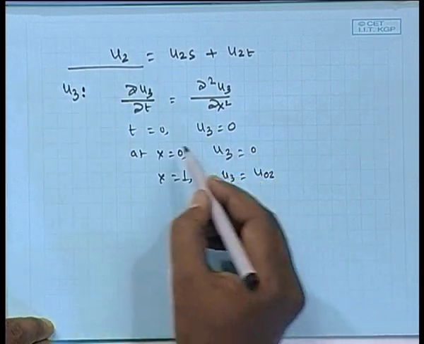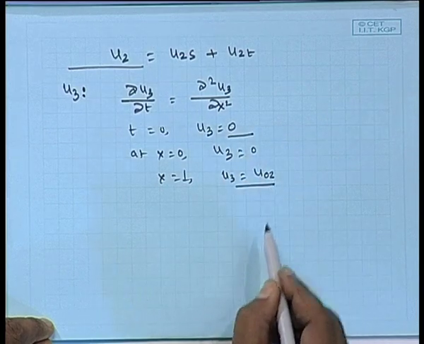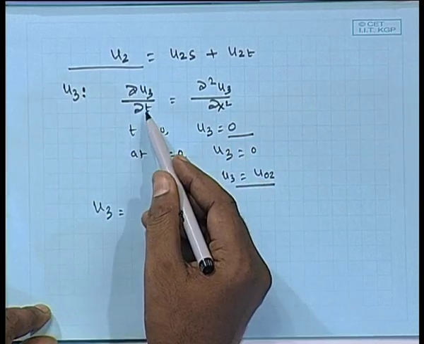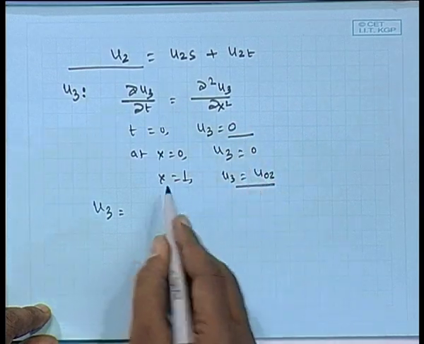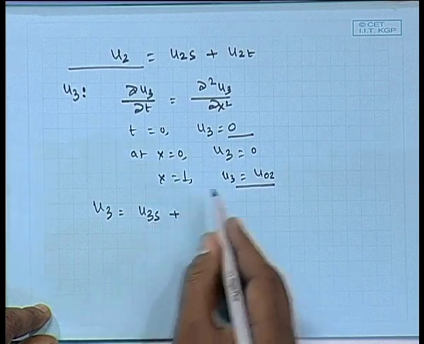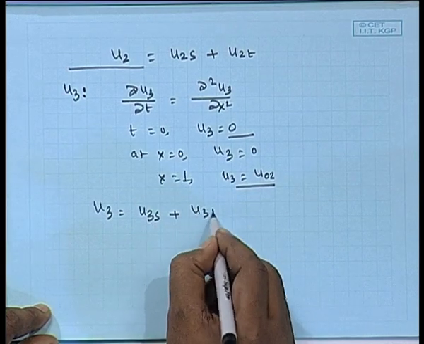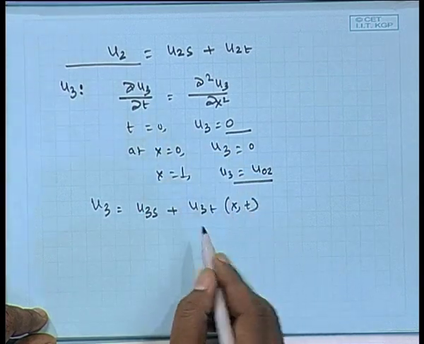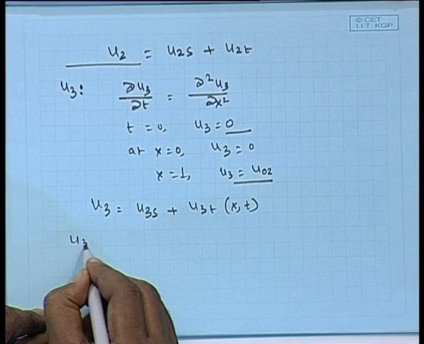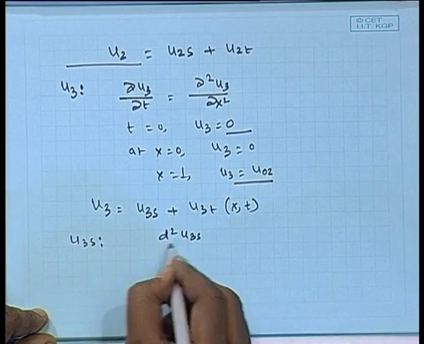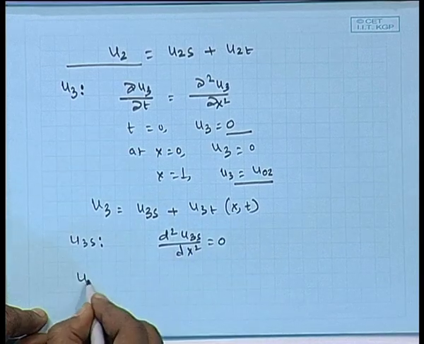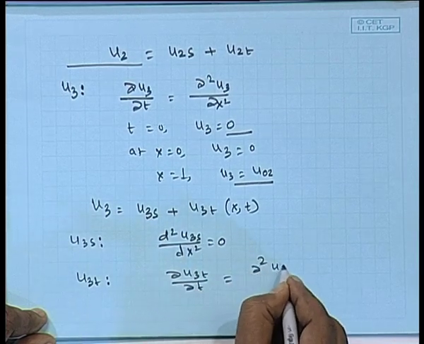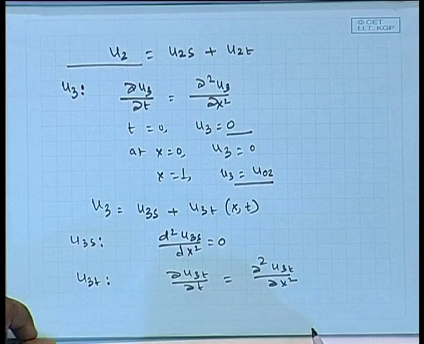Now, again, since you are having a 0 initial condition and one non-homogeneous boundary condition, you again divide this problem into two sub-problems. u3 will be time independent, that will be a steady state solution, another will be time dependent as well as space dependent. u3 will be u3s, which is a function of x only, and u3t, which will be a function of x and t both. Substitute this here, and like the previous one, you get the governing equations: d square u3s dx square is equal to 0, and del u3t del t is equal to del square u3t del x square.